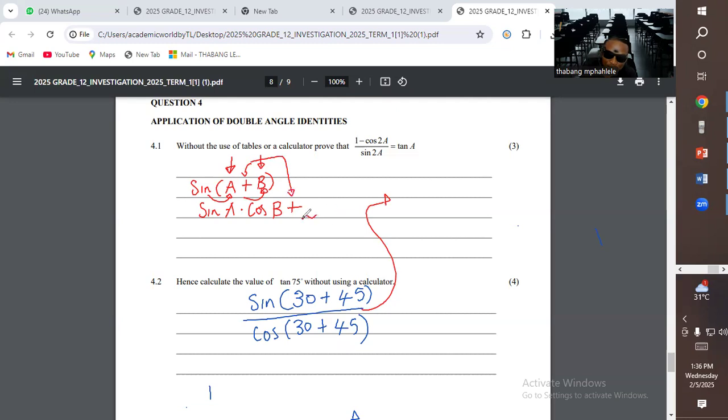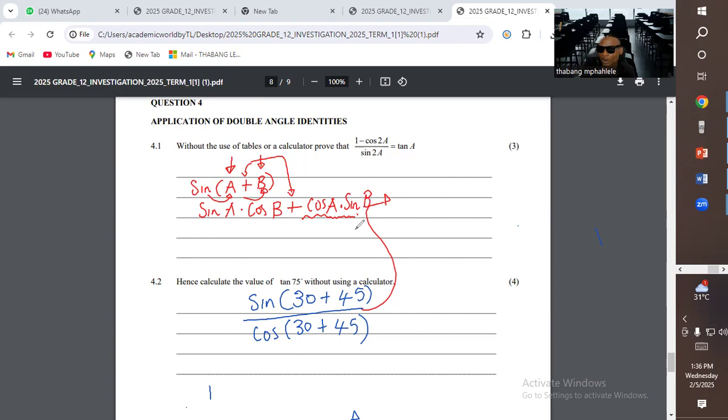Now this side should be simple, what I'm going to write. Now I'm going to start with cos. Remember, I started with sine. I said sine A cos B. Now on the right side of the plus, I'm going to start with cos. It can't be cos of B. I have to use a different angle. So it's going to be cos of A times sine of B.